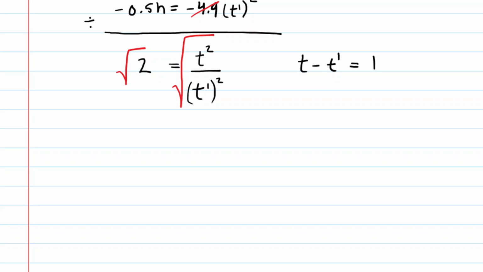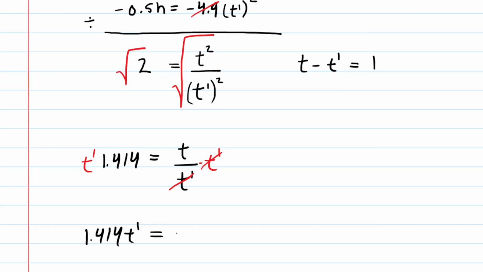You can punch that into a calculator. You're going to get about 1.414. And then on the other side, square rooting the squares gets rid of the squares. They cancel each other out. So we just have t all divided by t prime. Great. So let's multiply both sides of this equation by t prime, so that we can cancel it on the right-hand side. And now we can see that 1.414 t prime is equal to t.